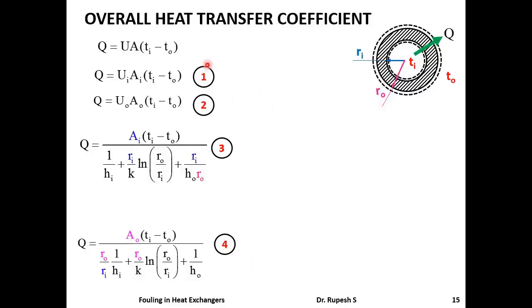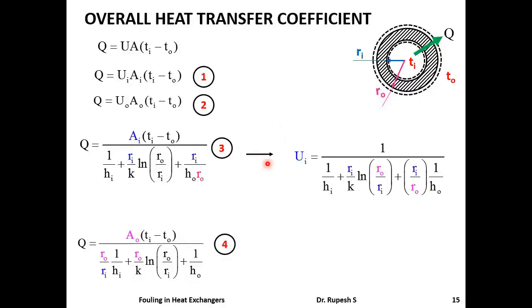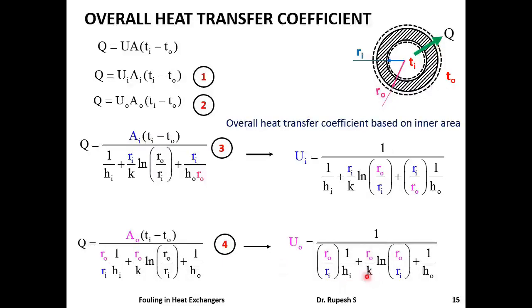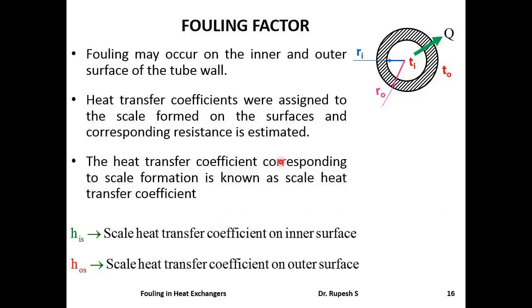If we compare the expressions 1 and 3, we can get the expression for Ui, that is overall heat transfer coefficient based on inner surface area, by this expression. And if you compare equations 2 and 4, we can get the overall heat transfer coefficient corresponding to outer area, Uo, by this expression. Now we will discuss how to include the effect of fouling to the hollow cylinder.